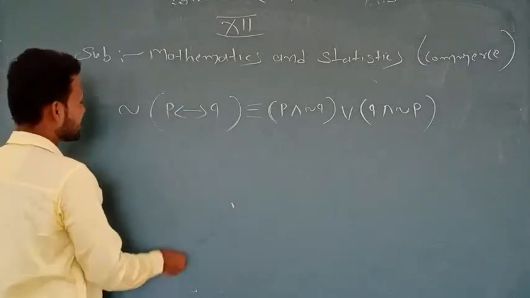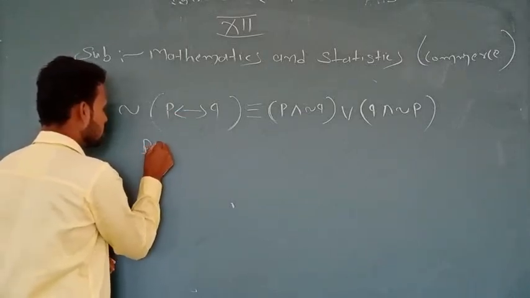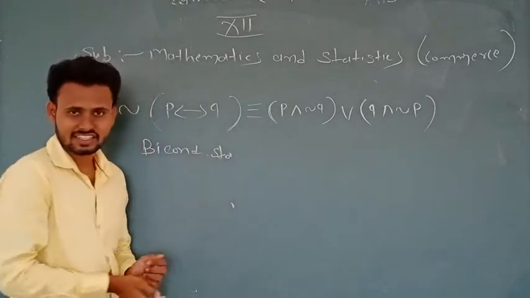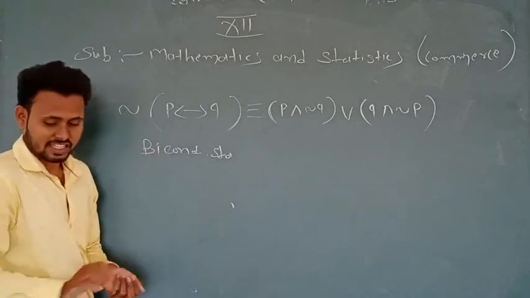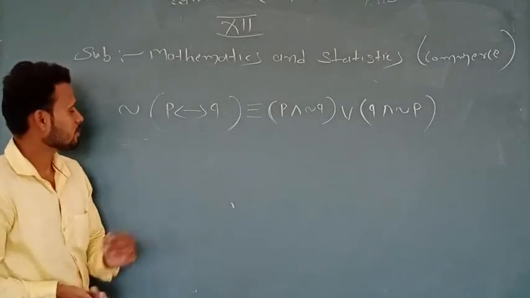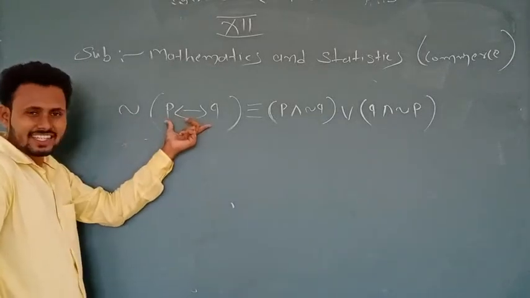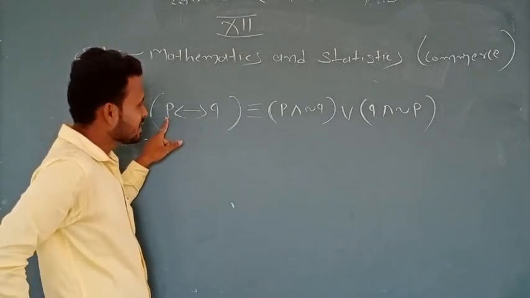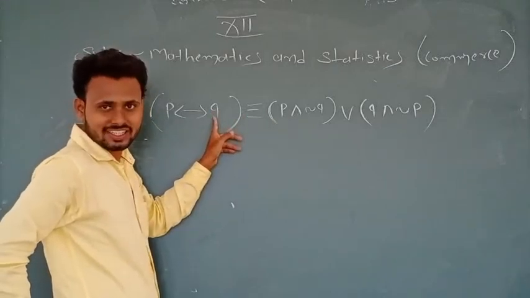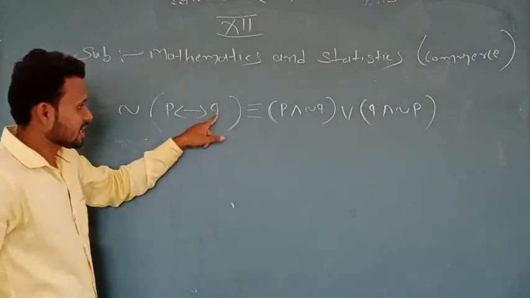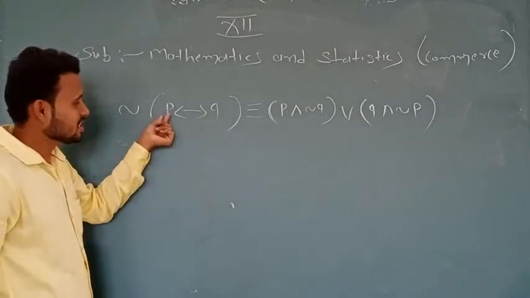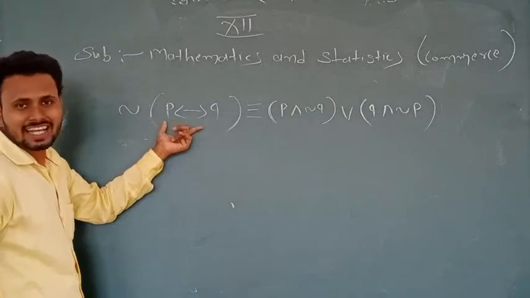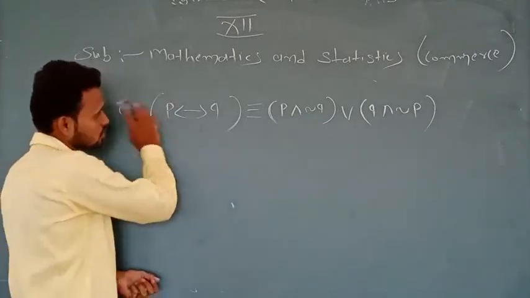This is what a biconditional statement means. Negation of a biconditional statement: the negation of a biconditional statement is equivalent to the first statement P as it is, and with just the negation of the second statement, then or with the second statement Q as it is, and with just the negation of the first statement P, which is the required negation of a biconditional statement.